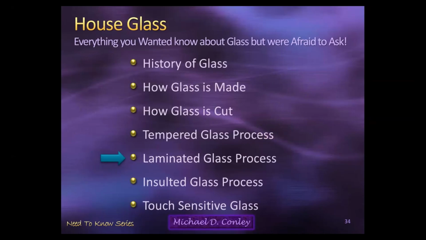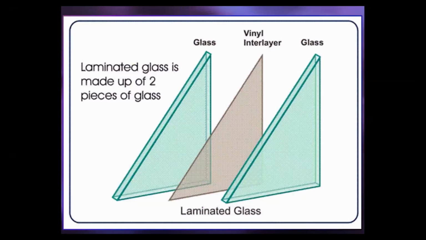Laminated glass process. Laminated glass is made up of 2 pieces of glass with a vinyl inner layer usually. The vinyl inner layer is what holds the inner and outer glass panes together, causing it not to shatter.